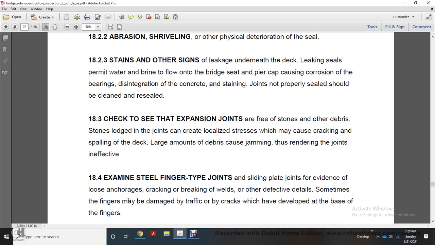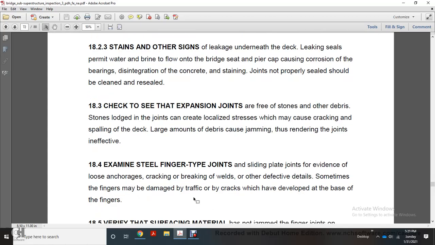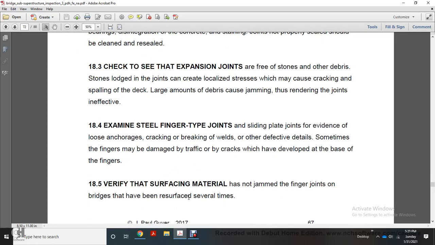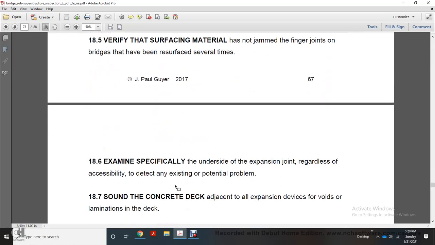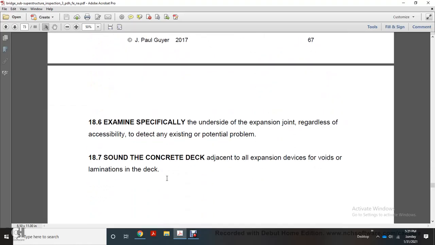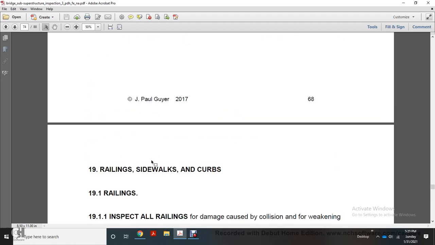Examine the steel finger type joint and the slider joints for evidence of loose anchors, cracking, breaking, or other defects. Sometimes the fingers may be damaged or cracks may have developed at the base of the fingers. Verify that the surfacing material has not jammed the finger joint, especially if the bridge has been resurfaced several times. Examine specifically the underside of the expansion joint, regardless of accessibility, to detect any existing potential problem. Sound the concrete deck adjacent to expansion devices to detect any delamination of the deck.